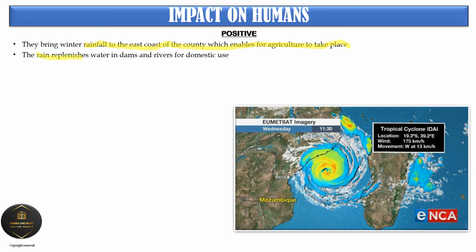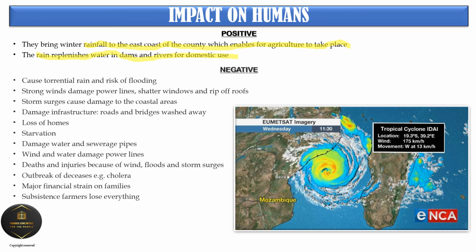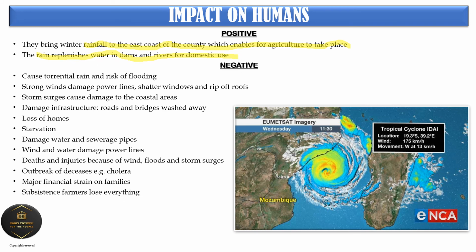So the rainwater will replenish our dams and rivers for domestic use. So we did not have a drought in winter last year as a result of this. Now the negative, of course, is too much. So the negative is too much. Now if you think about it, the first one is that these cyclones will cause terrestrial rainfall.